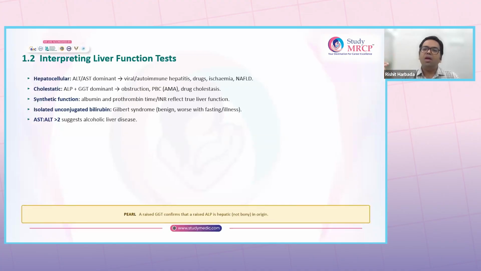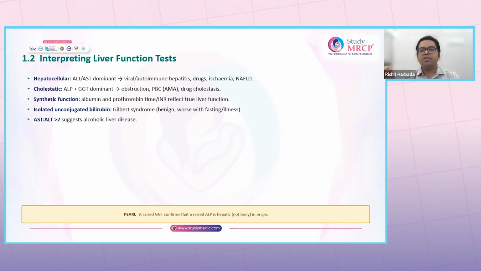Now, if the unconjugated fraction is increased, it means that there is a problem before the bilirubin enters the liver. So it's a pre-hepatic jaundice, and it is usually seen in hemolysis, which is the most common reason. In that, the unconjugated bilirubin is increased, and there are two congenital diseases, that is Gilbert syndrome and Crigler-Najjar.